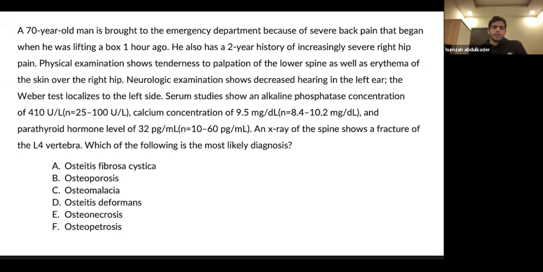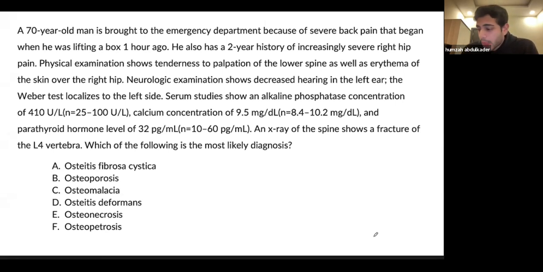Okay. Let me read the question with you. A 70-year-old man is brought to the emergency department because of a severe back pain that began when he was lifting a box 1 hour ago. He also has a 2-year history of increasingly severe right hip pain. Physical exam shows tenderness to palpation of the lower spine, as well as erythema of the skin over the right hip. Neurologic exam shows decreased hearing in the left ear. The Weber test localizes this to the left side. Serum studies show ALP concentration of 410, calcium concentration of 9.5, and PTH of 32. An X-ray of the spine shows a fracture of the L4 vertebra. Which of the following is the most likely diagnosis?